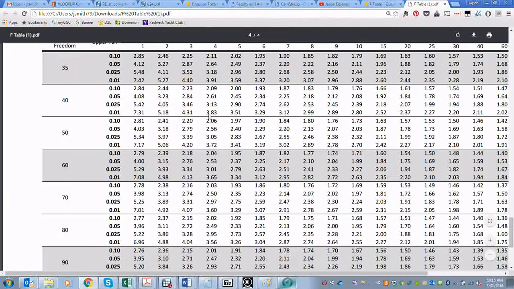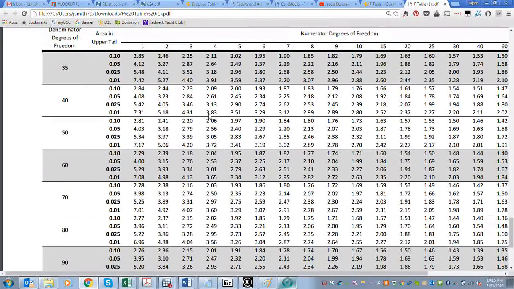Now, this particular table does not have a row 45, and so we need to decide, okay, we're going to use 50 or 40. My general rule is to always use the smaller, unless you're really close to the next one. It's always a conservative viewpoint to take the smaller of the two. So we're going to go with the 40.